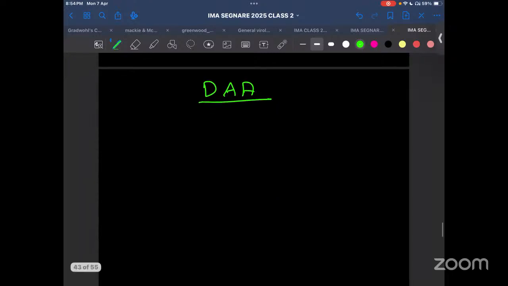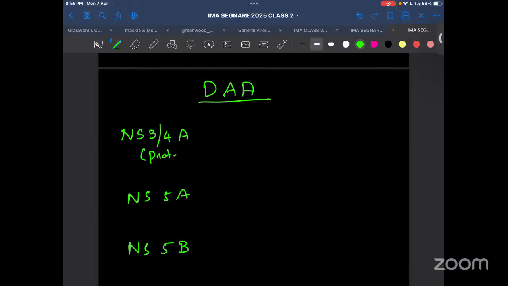Now there are 3 categories of direct acting antiviral agents. The first category is NS3/4A, NS5A and NS5B. So NS3/4A is also known as protease inhibitors. NS5B is also known as polymerase inhibitors. Okay, and the thing that you have to note is that the NS3/4A antivirals end with previr.